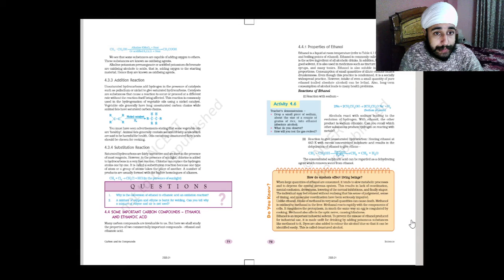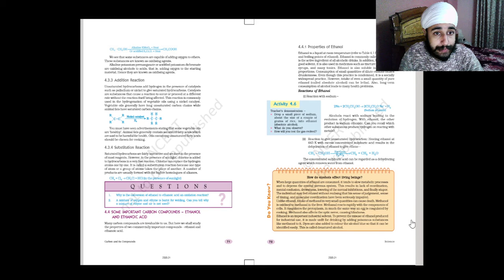Now it comes to ethanoic acid and ethanol. These are the most common compounds commercially. Now, ethanol is a liquid at room temperature, while the melting and boiling points we can have in the table. Ethanol is commonly called alcohol, right? So it is an active ingredient of all alcoholic drinks because it is a good solvent.